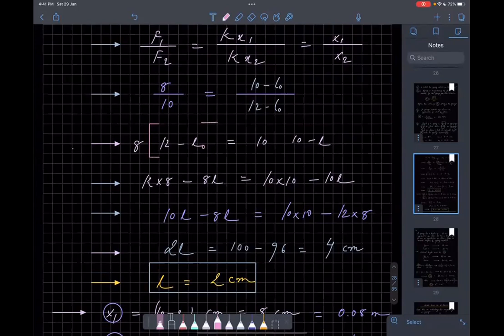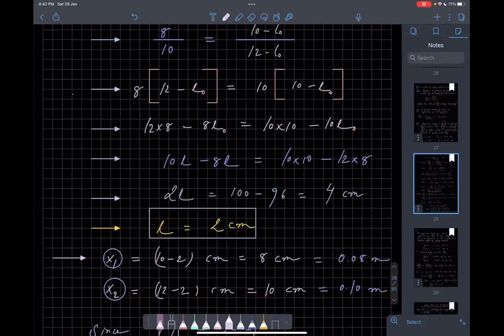Cross multiply. It is 10 into 10 minus L naught. Clear? So after that, it is just solving. You multiply, so you'll get this. 12 times 8 minus 8 L naught is equal to 10 times 10 minus 10 L naught.